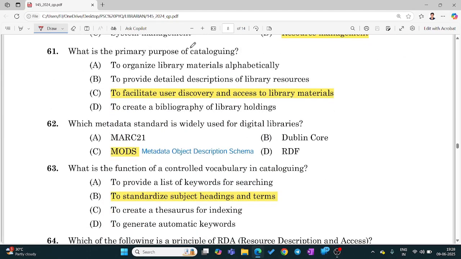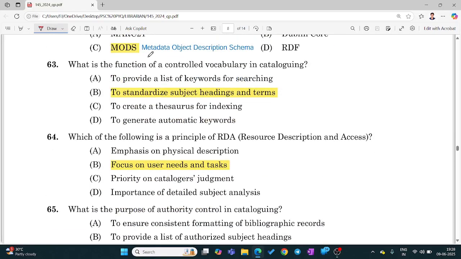What is the primary purpose of cataloging? The primary purpose of cataloging is to facilitate user discovery and access to library materials. Which metadata standard is widely used for digital libraries? MODS is the answer. Metadata Object Description Schema. What is the function of a controlled vocabulary in cataloging? To standardize subject headings and terms.